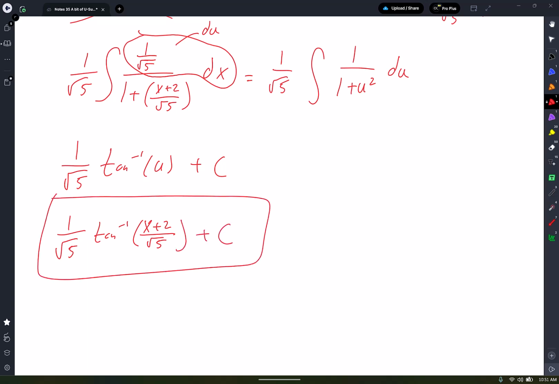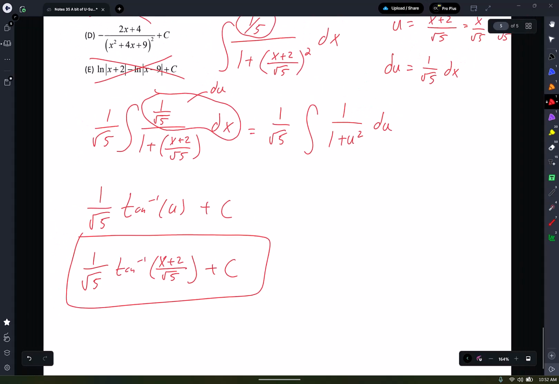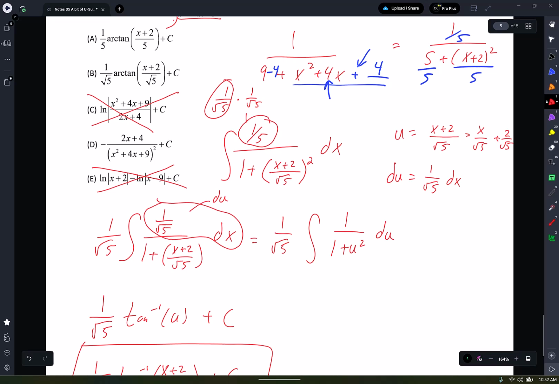Sometimes they rationalize it. UH hasn't been rationalizing it, but sometimes they do. So you're going to put this like x plus 2 times square root of 5 over 5, and then square root of 5 over 5. Right. That's about as hard as it gets. It does not get harder than that.